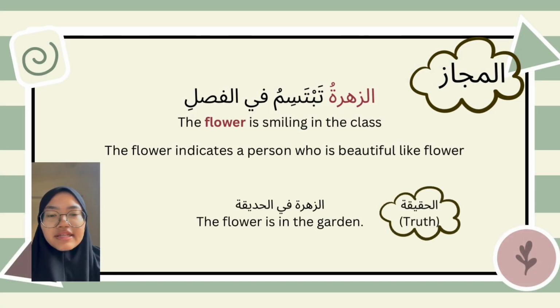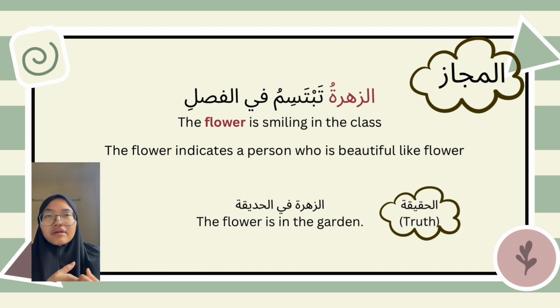Now I will explain the next rhetorical features, which are al-majaz and al-haqiqah. So al-majaz is when you are not actually meaning what the original word means. For example, the sentence given here is az-zahratu tabtasimu fil fasli. So the meaning is the flower is smiling in the class. Az-zahratu is the flower. However, in this sentence, the flower does not mean the real flower. The flower in the sentence indicates a person who is very beautiful, like a flower.